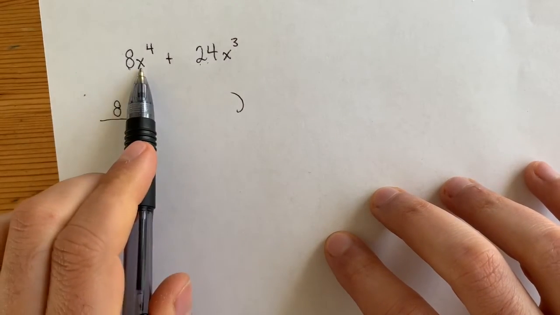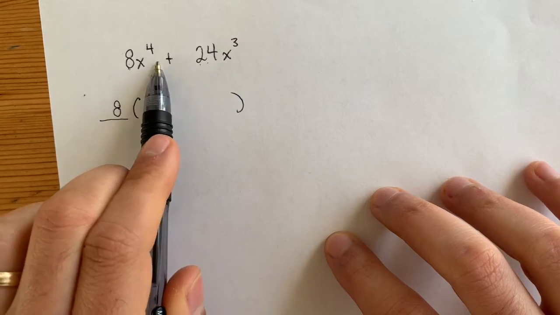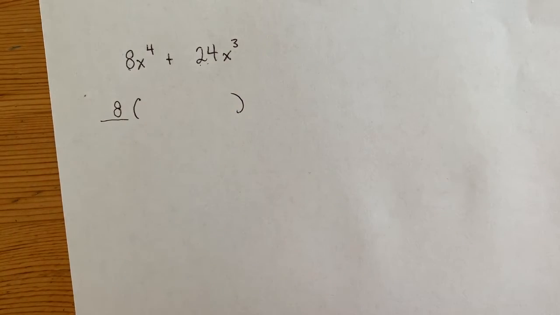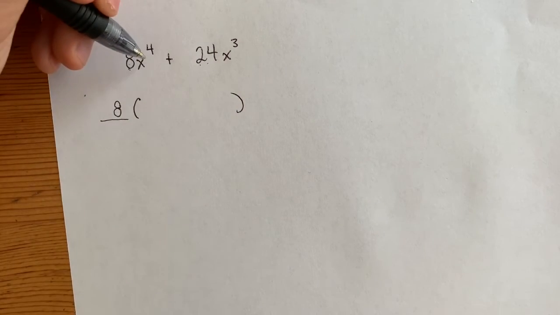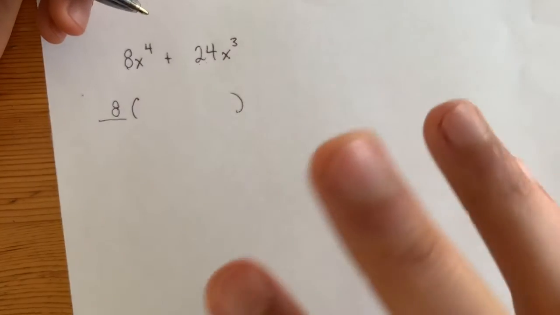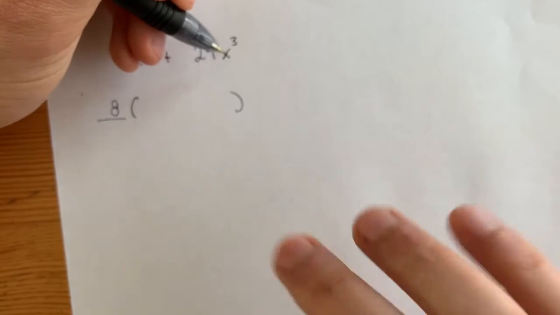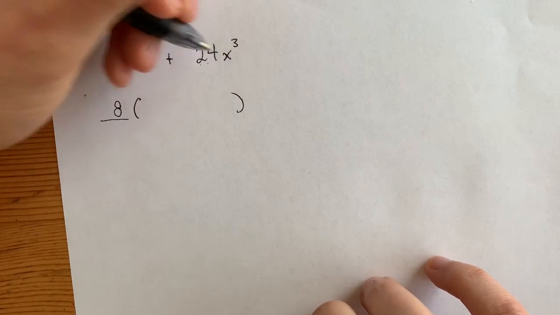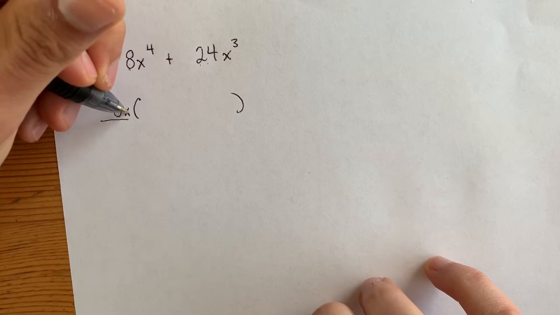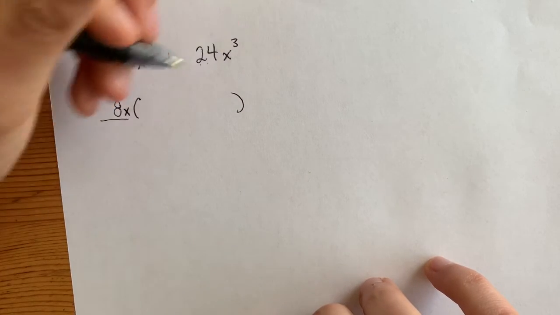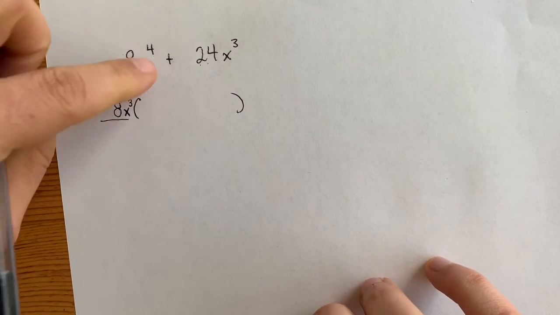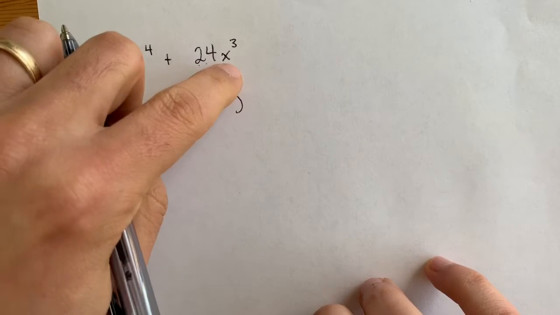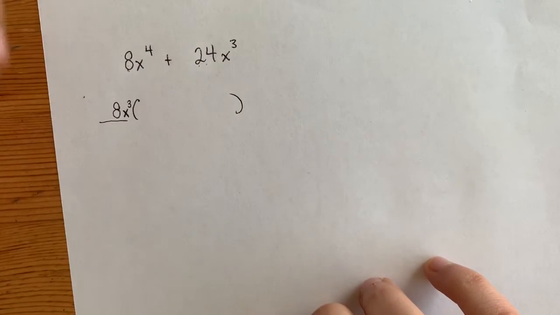But now with the x's, how many x's do they both have in common? This has x to the 4th, so there are 4 x's there. This has x to the 3rd, there are 3 multiplied there. So the greatest amount I can take out of both of these would be x to the 3rd. I can take an x to the 3rd out of here, and I can take x to the 3rd out of this one.